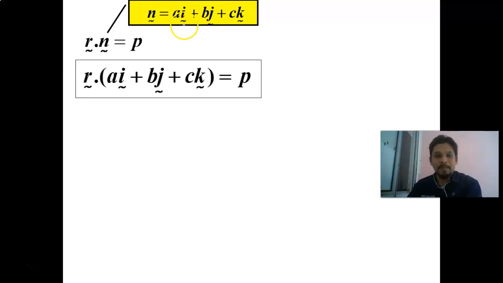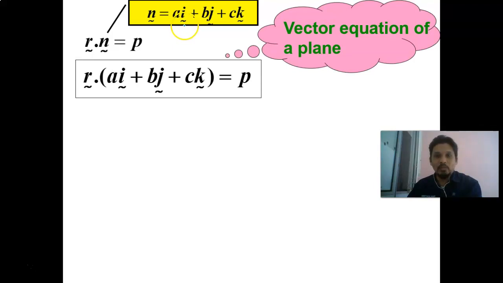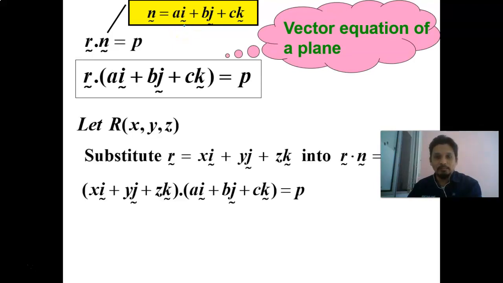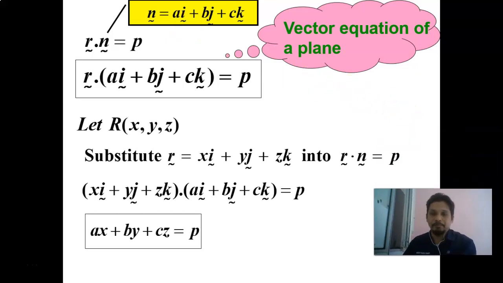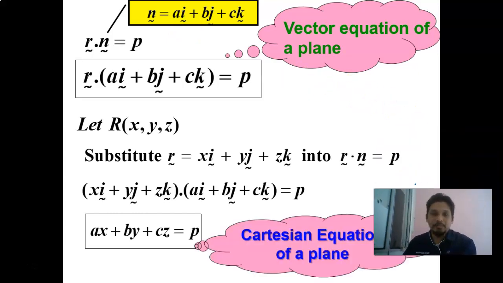Okay, and then the vector equation of the plane, as you see on the screen here now. This is the vector equation of the plane, and this is in the form of the Cartesian equation.